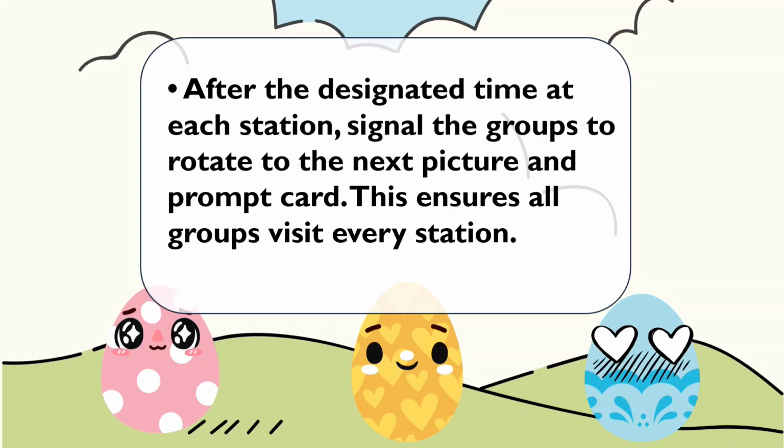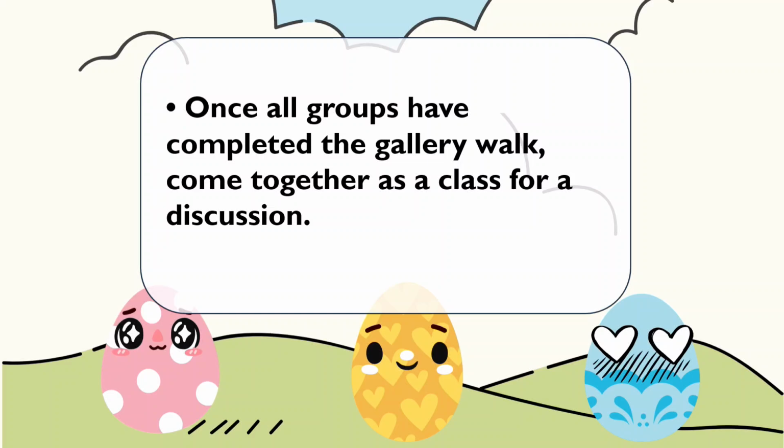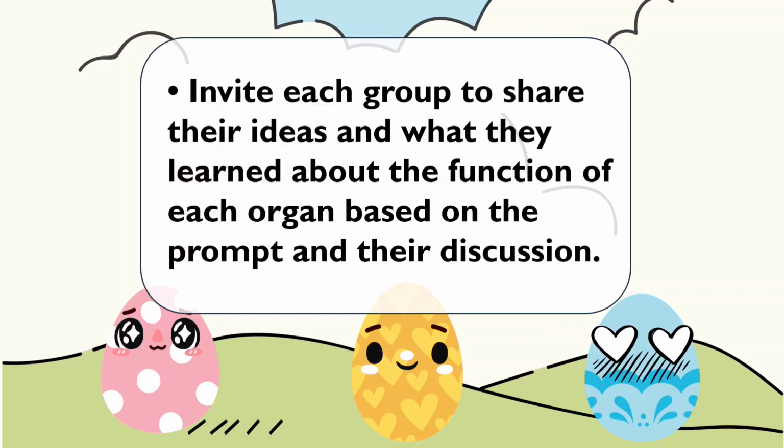After the designated time at each station, signal the groups to rotate to the next picture and prompt card. This ensures all groups visit every station. Once all groups have completed the gallery walk, come together as a class for a discussion. Invite each group to share their ideas and what they learned about the function of each organ based on the prompt and their discussion.